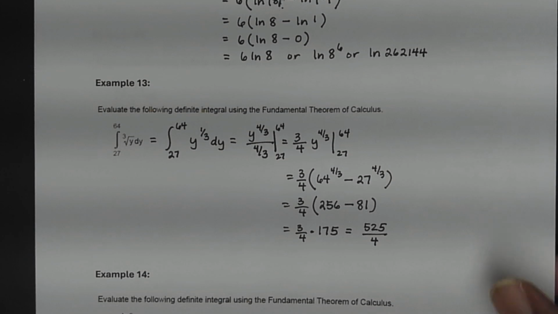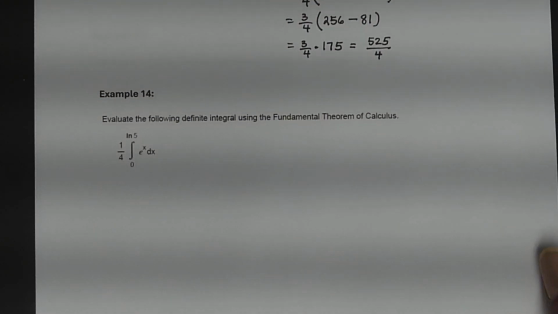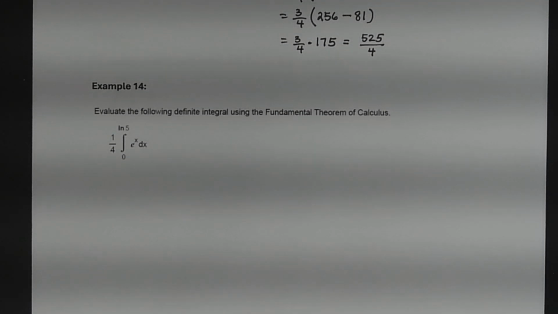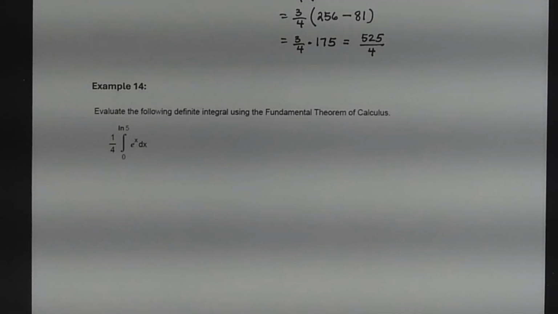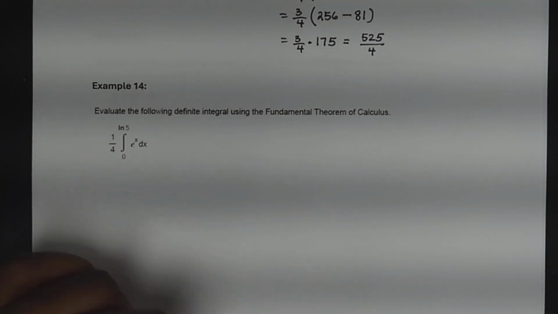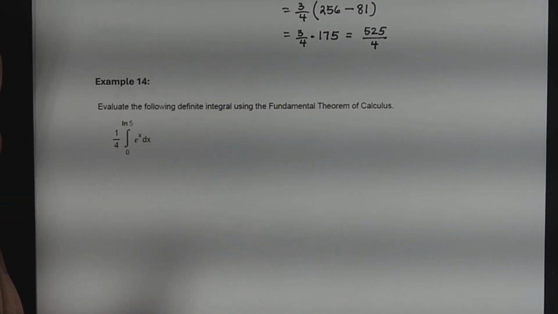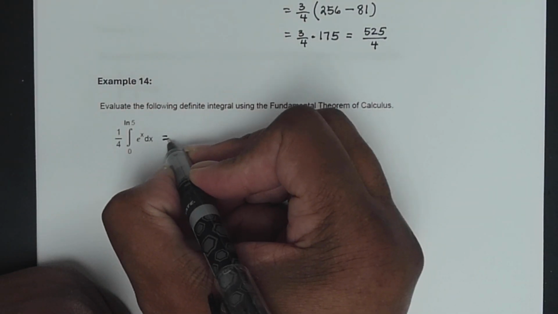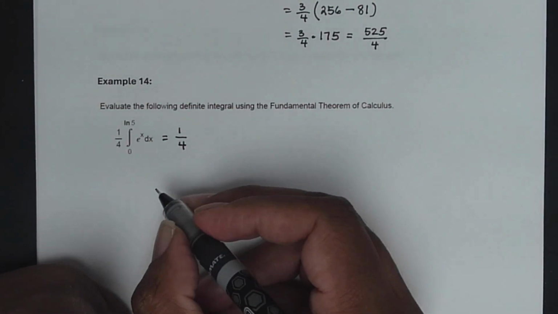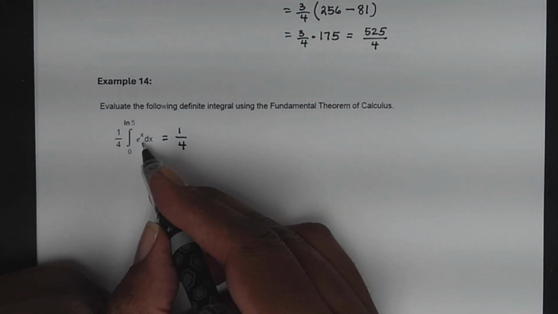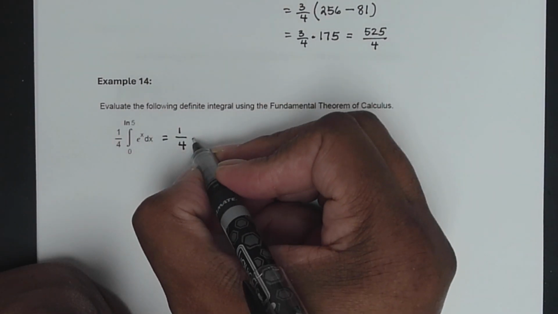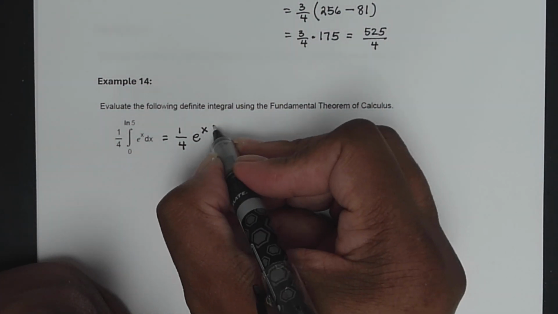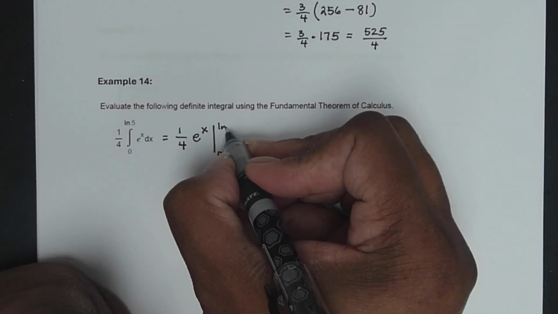Okay. All right, number 14. Here I want to evaluate the following definite integral using the fundamental theorem of calculus. Here we got 1/4 times the integral from 0 to the natural log of 5 of e to the x dx. Well, notice they did you a favor by pulling the 1/4 already on the outside. What's the integral of e to the x dx? That's the simplest integral to take. e to the x. And this will be from 0 to the natural log of 5.